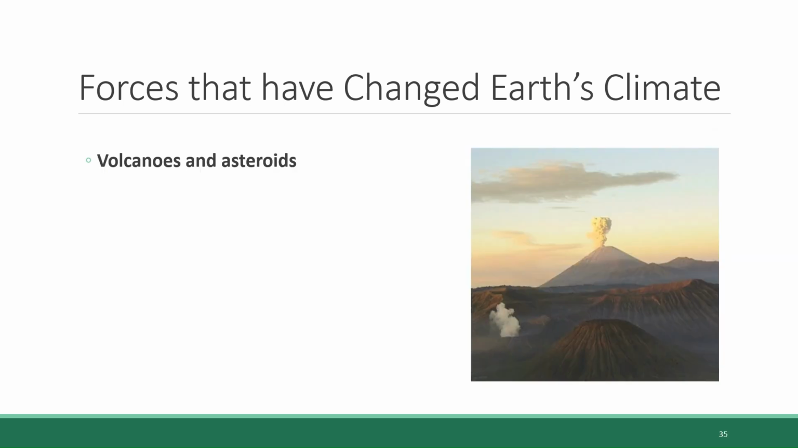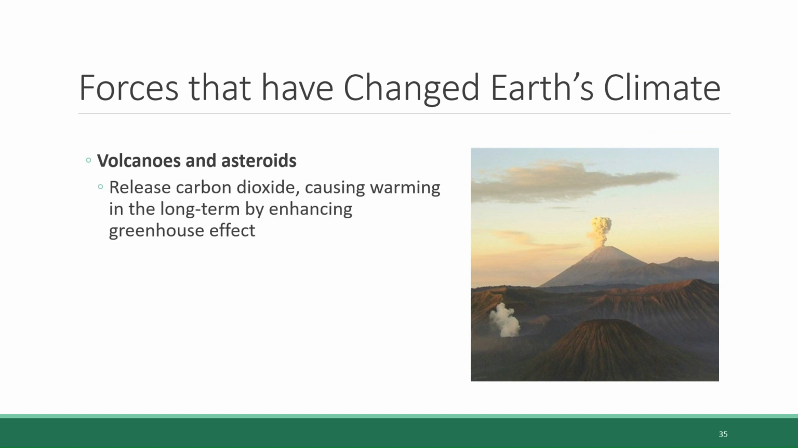Another force that has impacted the Earth's climate by changing albedo levels is the activity of volcanoes and asteroids. Volcanoes have been both a heating and a cooling effect on the climate, depending on whether you are looking in the short term or the long term. Eruptions release carbon dioxide into the atmosphere, which is, of course, a greenhouse gas. And so, in the long term, this enhances the greenhouse effect and warms the climate.